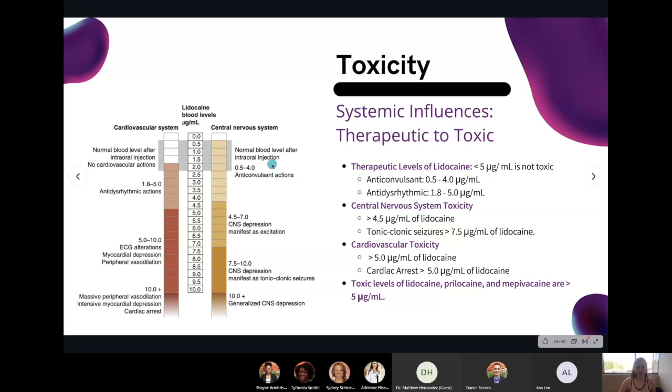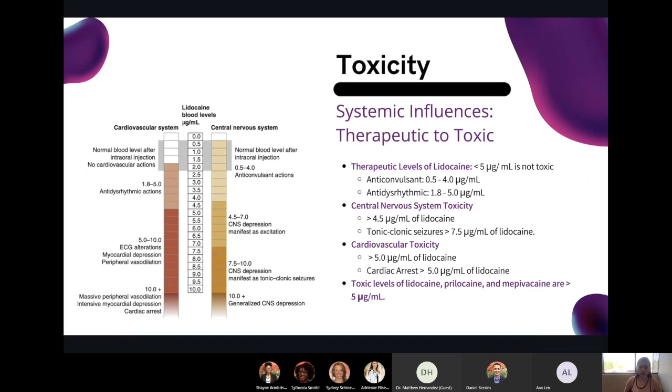You can see that here on the illustration, with the cardiovascular system on the left, the central nervous system on the right, and the lidocaine blood levels in the center in micrograms per milliliter. You can see that the colors are shaded with increasing effect. White is no effect. The lightest shaded color is therapeutic. The darker shades are increasing levels of toxicity.